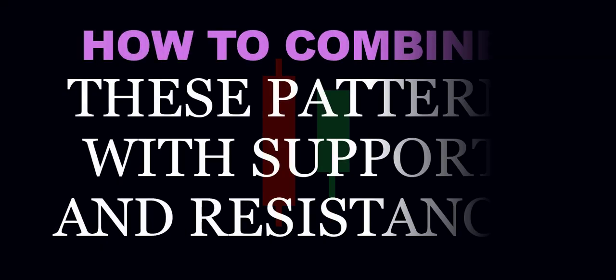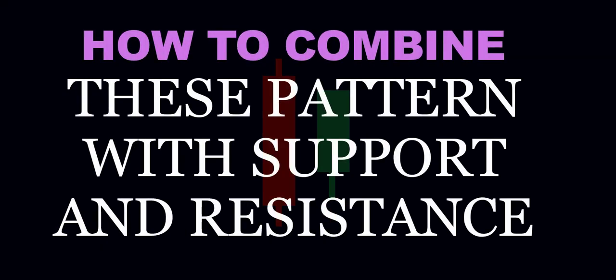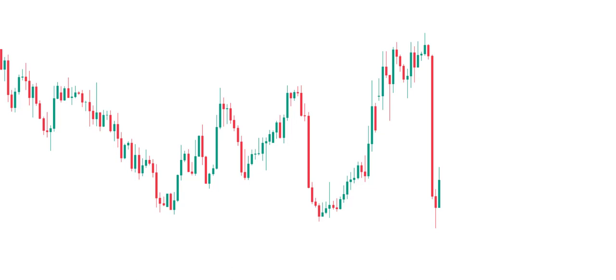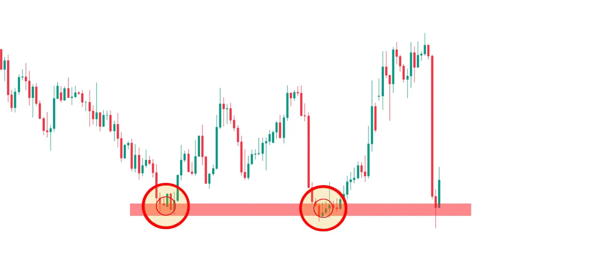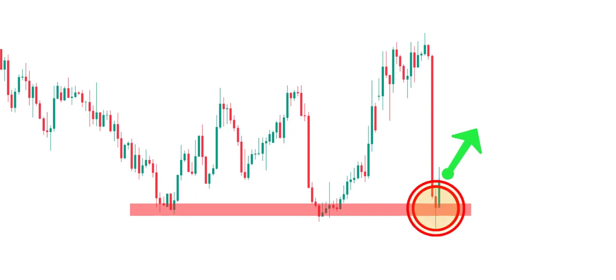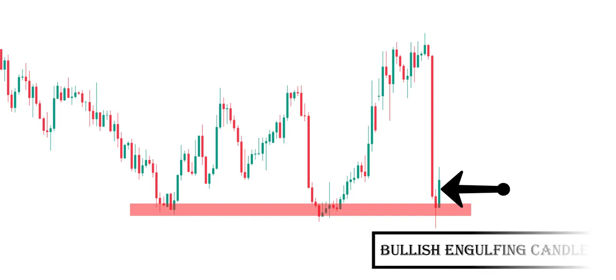Now that we have understood the candlestick patterns, let us now learn how to combine these patterns with support and resistance. Here is the first example. Here we can see that the price is in an area which has acted as support before. Hence, we can expect the price to find support again and resume the uptrend. But we want to see a candlestick formation to enter the trade. Here is the pattern that we were looking for. Can you guess the pattern? Yes, it is a bullish engulfing pattern.